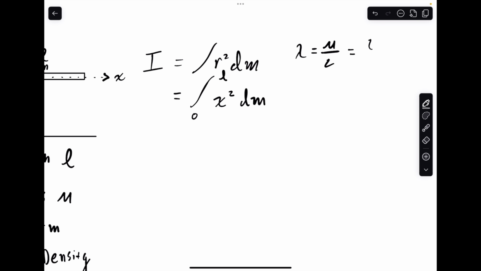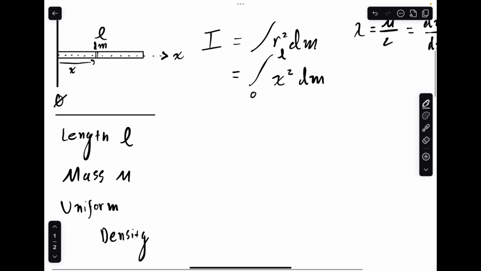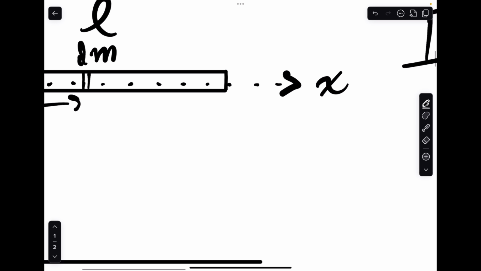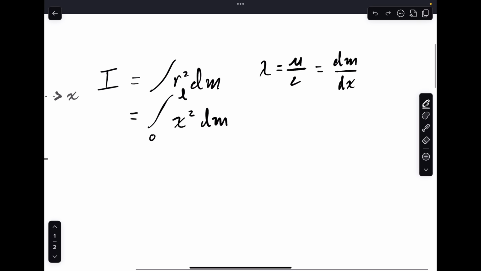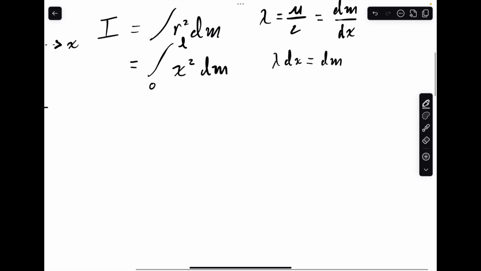But lambda is also equal to dm over dx, where dx is an infinitely small change in x, because this dm has a little dx that it corresponds to, right? So with that uniform mass density, now I can solve for dm. I can say lambda dx is equal to dm. So now that I know that, I'm going to sub that into my integral. I'm going to get the integral from 0 to L of x squared times lambda dx is equal to the rotational inertia.